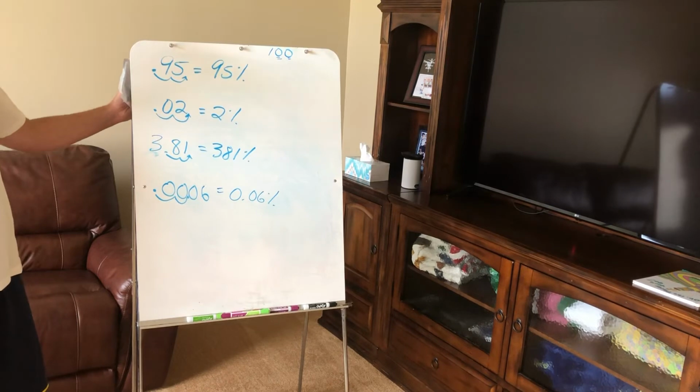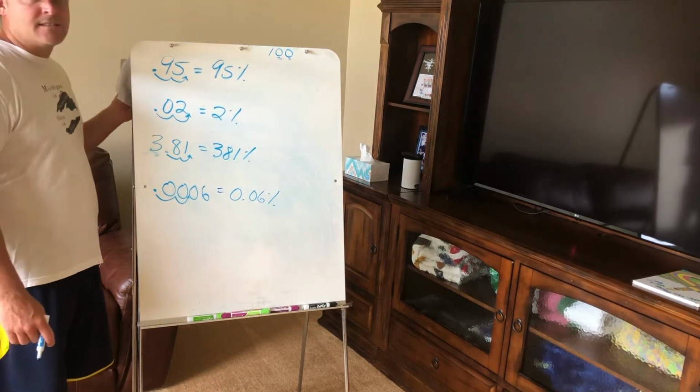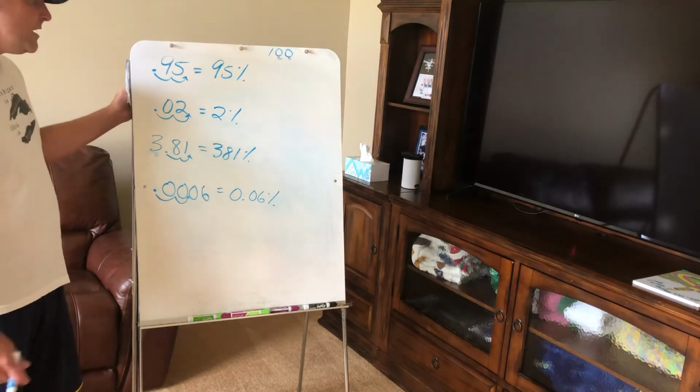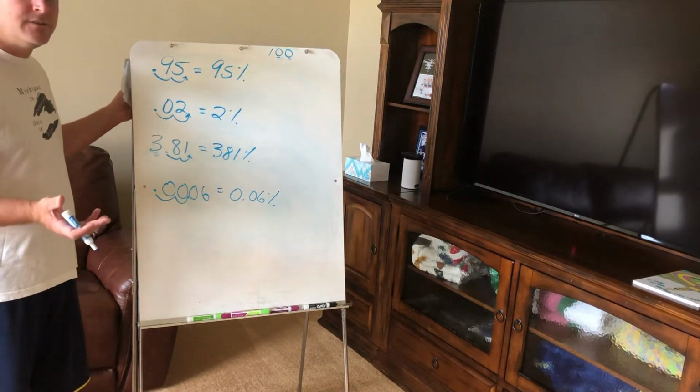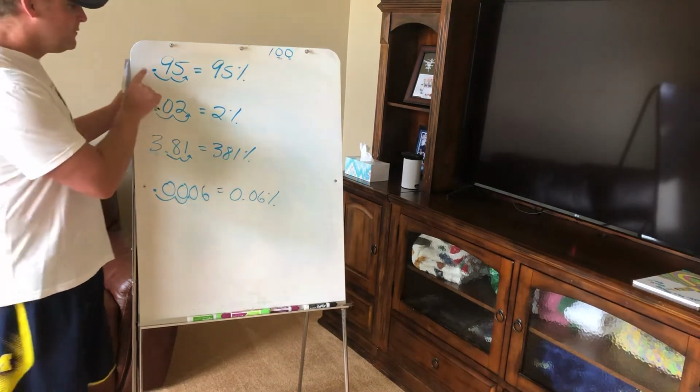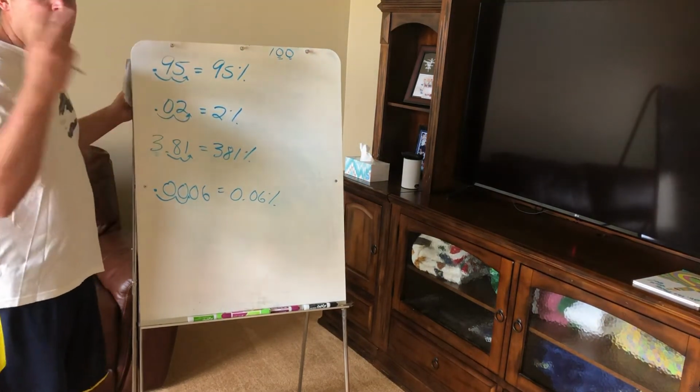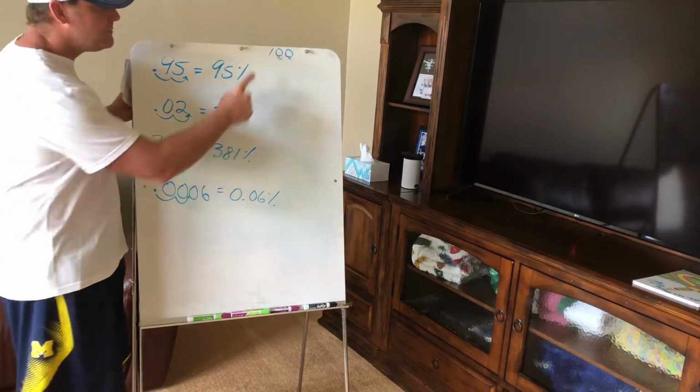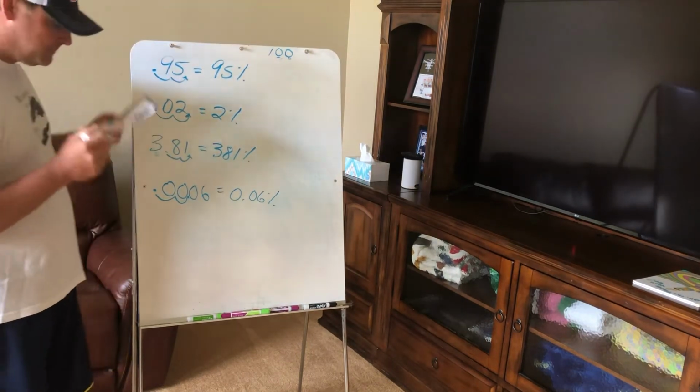And that's basically how you convert a decimal to a percentage. You're technically multiplying by 100, but if you don't have a calculator available, you just move the decimal 2 places to the right. And again, we're moving the decimal 2 places because 100 has 2 zeros.